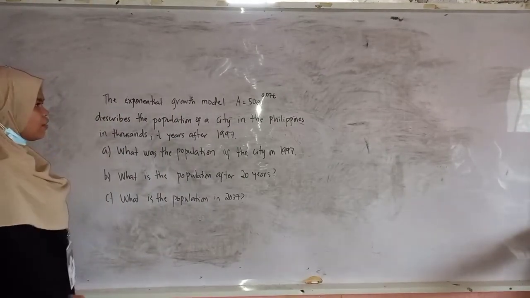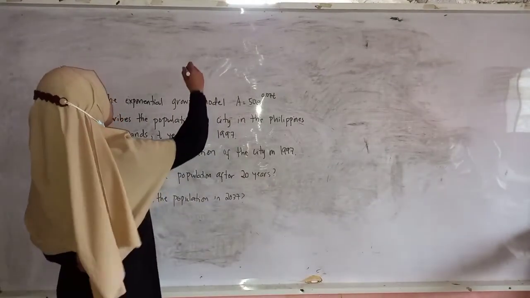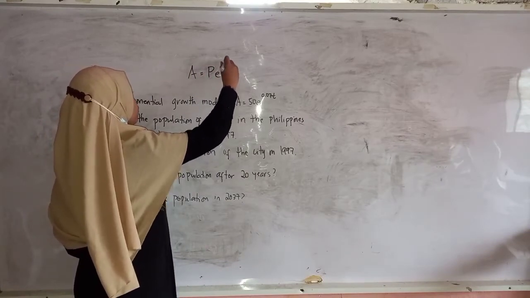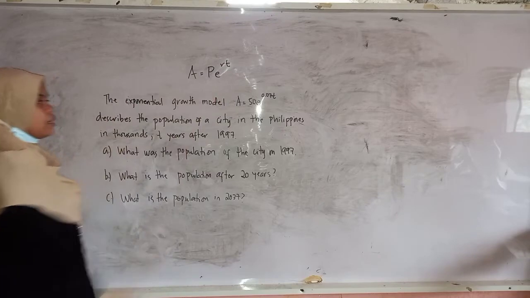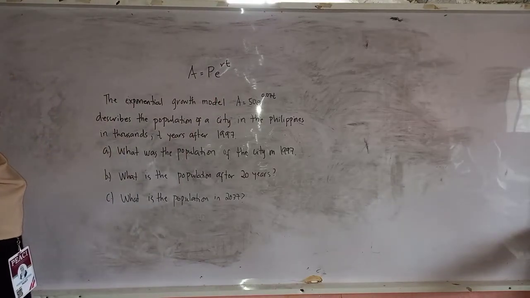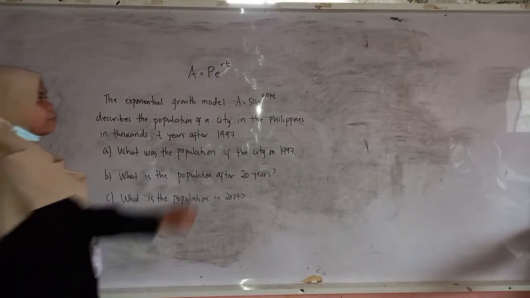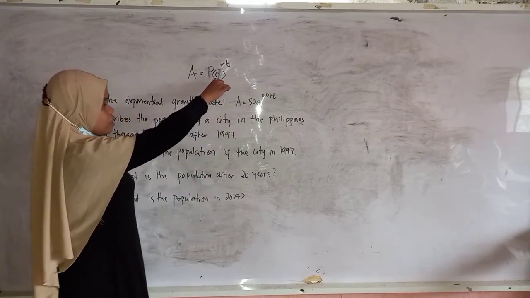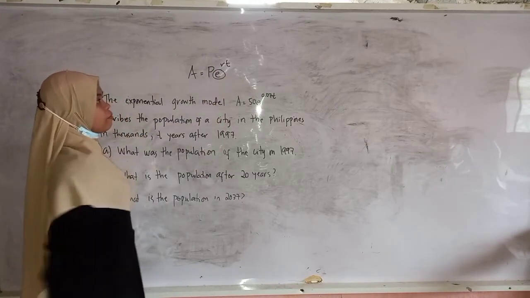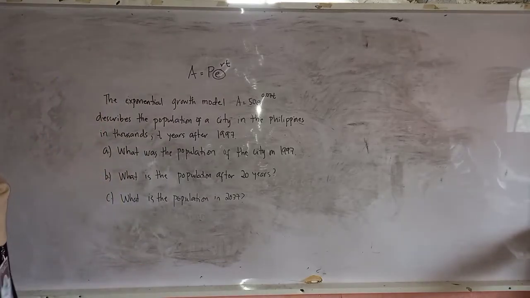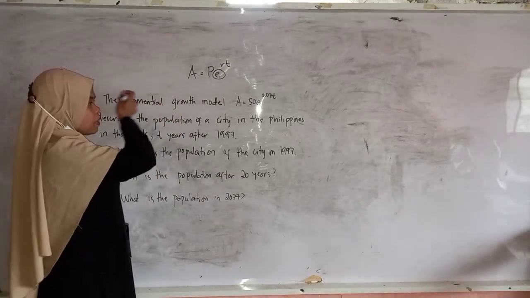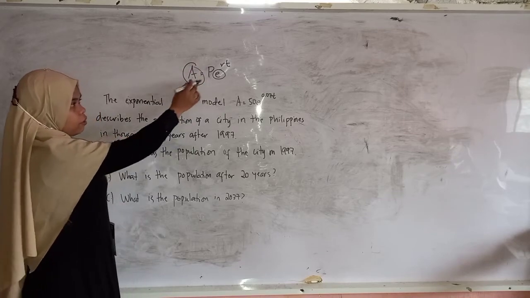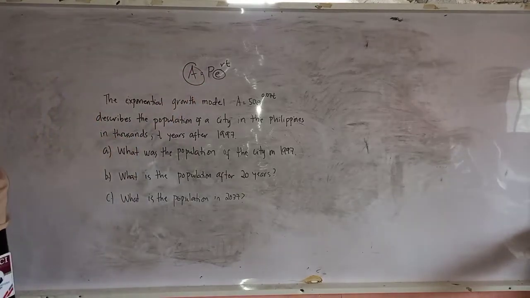So, let us have the formula A is equal to P e to the power of RT. So, this P, that is for the initial population. Tapos, ito yung constant e natin sa calculator. And R is the rate of growth. And T for the time interval. Para makuha ko yung expected population in the future time, this is the formula. So, that is your A.